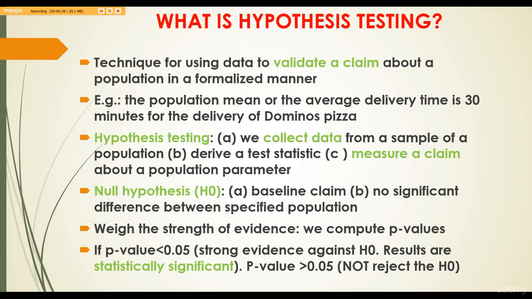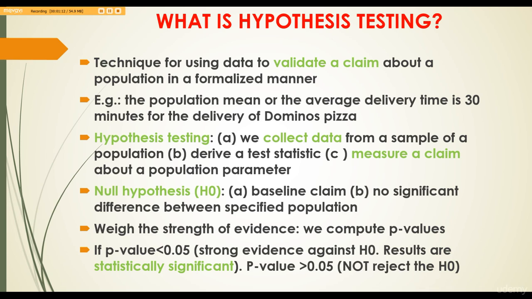And in hypothesis testing, we collect data from a sample of the population. We derive a given test statistic, and that is something we are going to see further on in this section. We measure a claim about a population parameter. Before we start deriving a test statistic, we start from a baseline claim known as the null hypothesis, or H0, and that says that no significant difference exists between the specified populations, or there's no relationship between the variables.